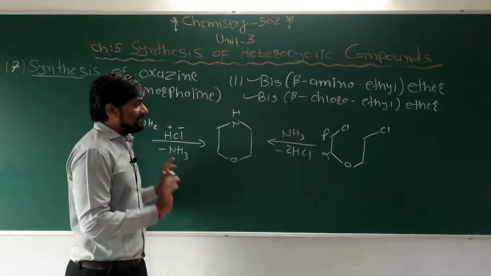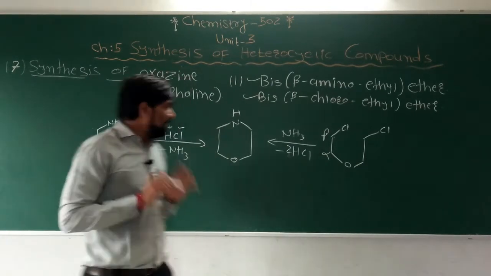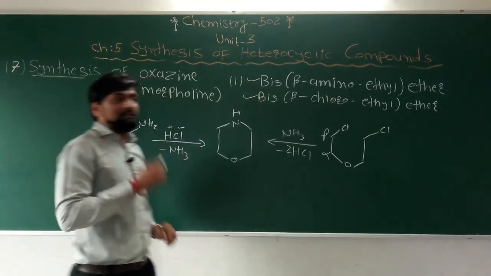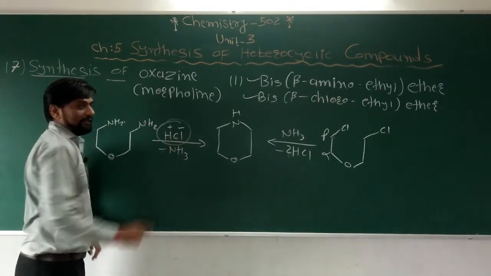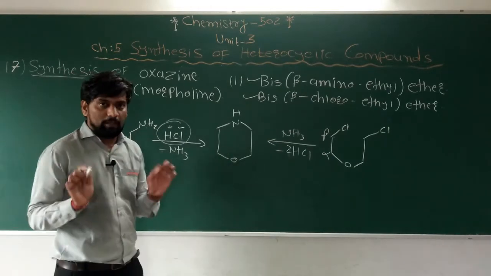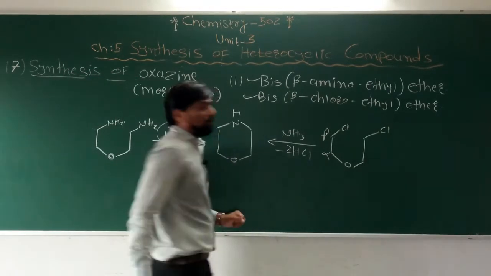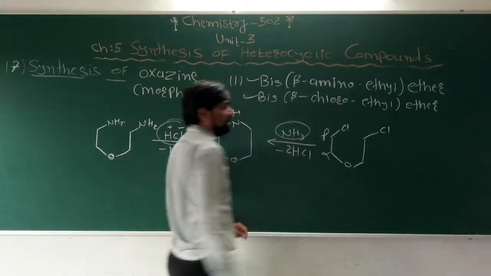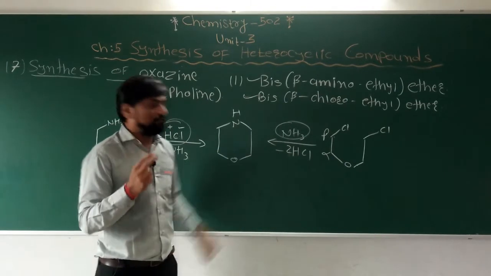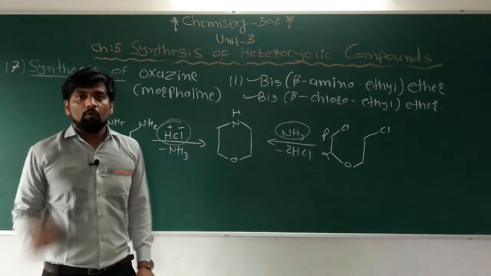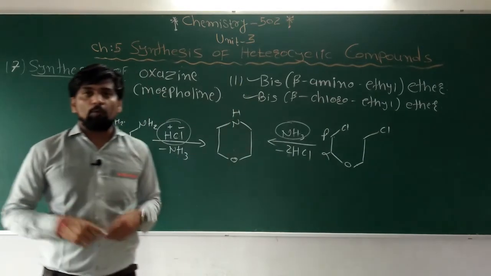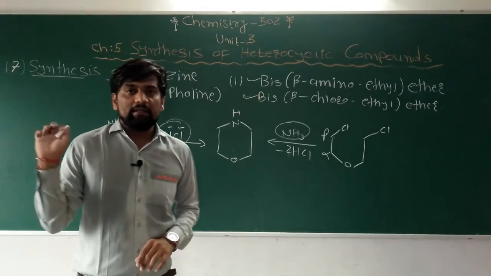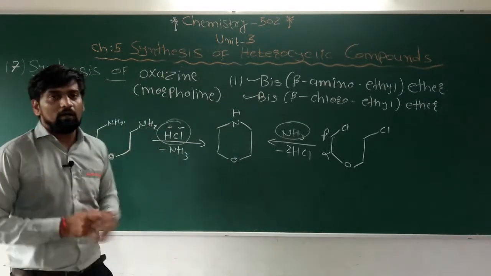Two moles of HCl removed here. So this is the very simple and very important synthesis of morpholine. So this is the beta amino ethyl ether. Whenever it reacts with the HCl, at that time ammonia will be removed and morpholine will be formed. So whenever this type of compound, beta chloroethyl ether, reacts with ammonia, at that time 2 moles of HCl will be removed and morpholine will be formed. So this is the first synthesis from beta amino ethyl ether and beta chloroethyl ether. So this is the first synthesis for morpholine.